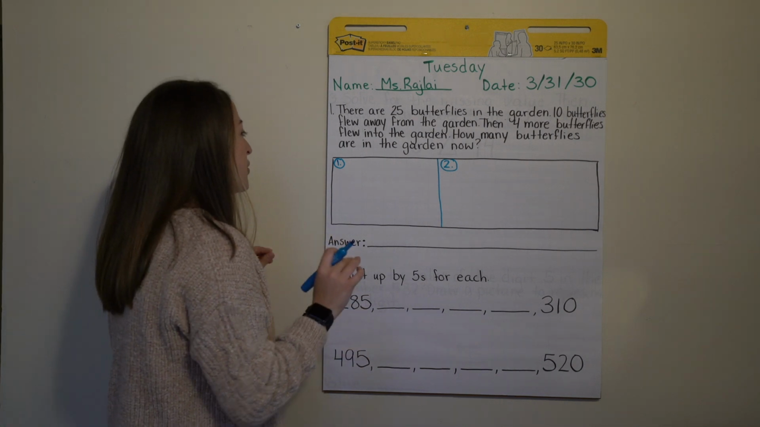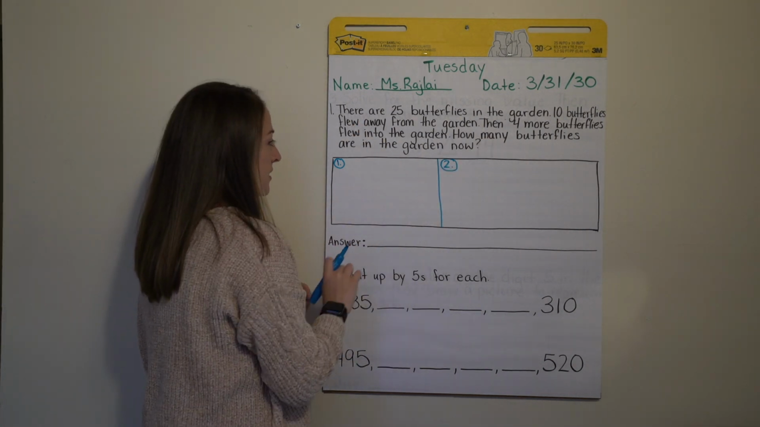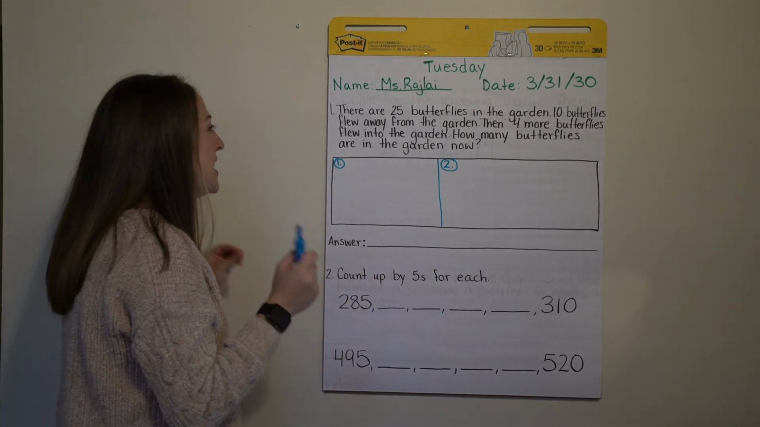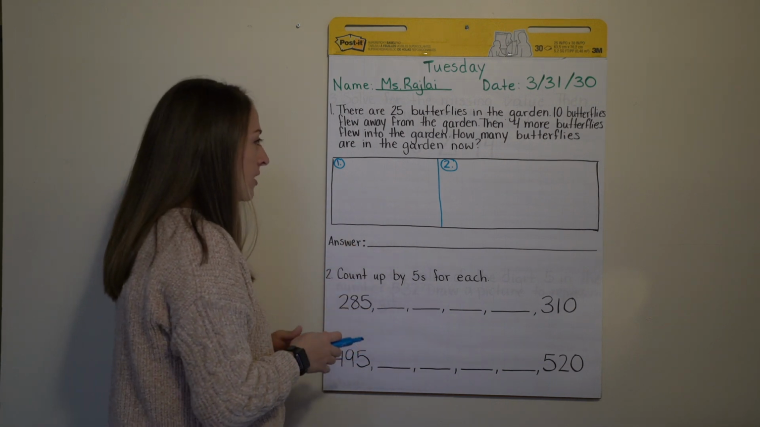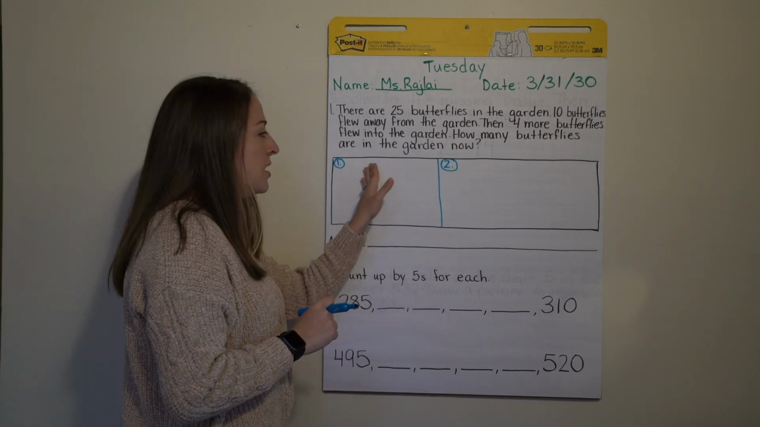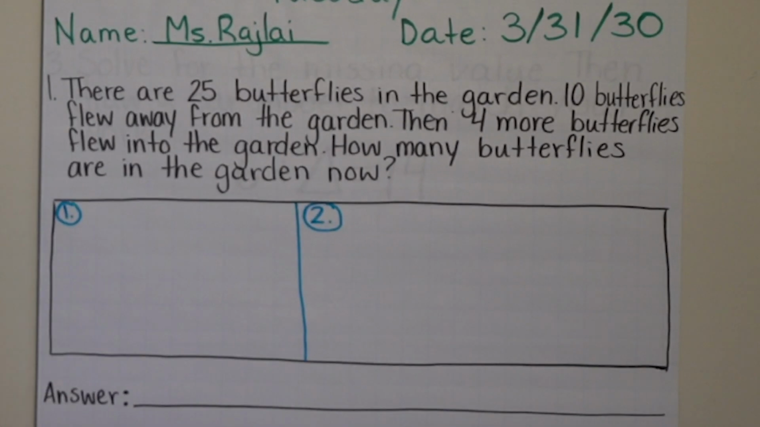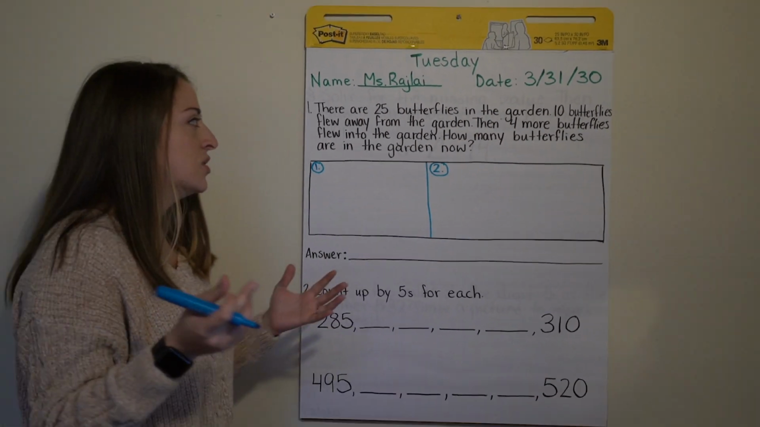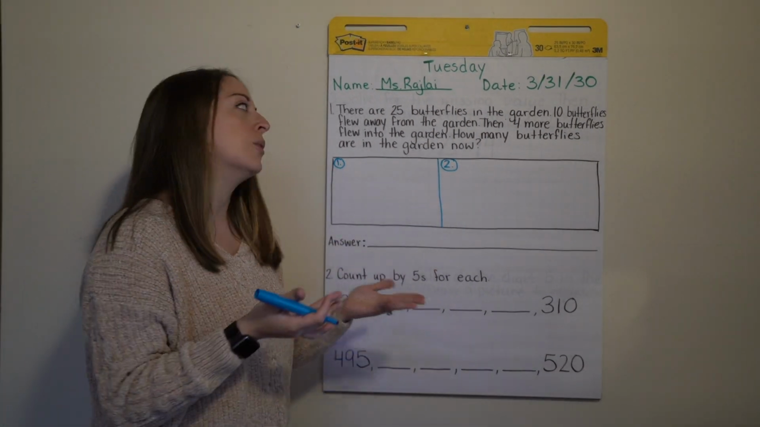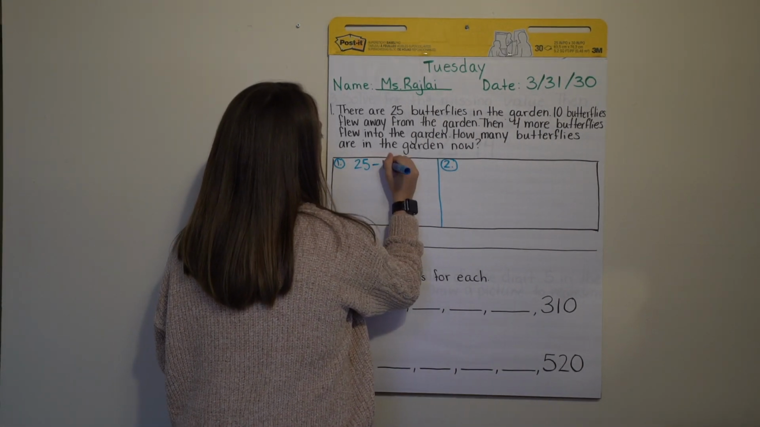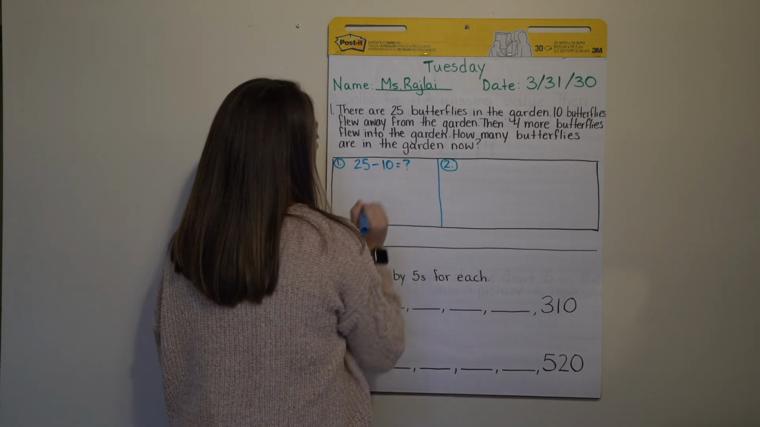I'm going to read this first sentence and then the second sentence, and we're going to write a number sentence to match what's happening. So there are 25 butterflies in the garden. 10 butterflies flew away from the garden. What number sentence would you write here? Yeah, so if 10 butterflies flew away, we know we're going to subtract. So we're going to put 25 minus 10 equals question mark.